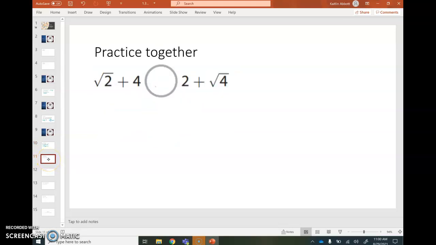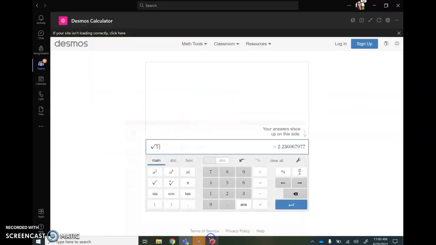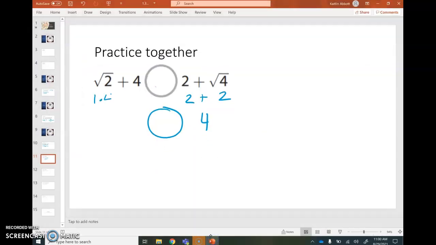Here's our next one. I need the square root of 2 and the square root of 4. Square root of 4, we know what that is. What number times itself gets us 4? You got it. It's 2. So I have 2 plus 2 gets me 4. Okay, now let's do square root of 2. So let's go over here. Square root of 2 is 1.4. 1.4 plus 4 gets me 5.4. Which number is bigger? 5.4 or 4? 5.4. Good job. Make the alligator eat them.